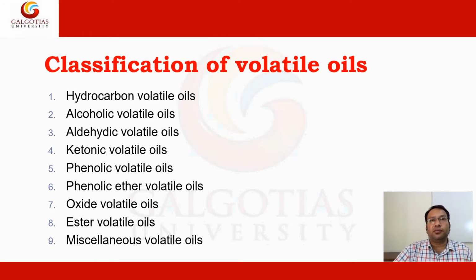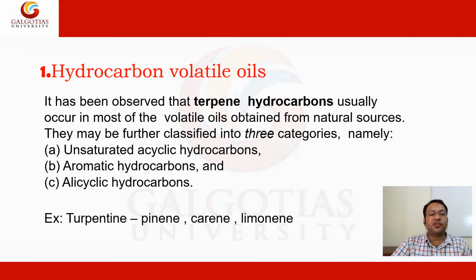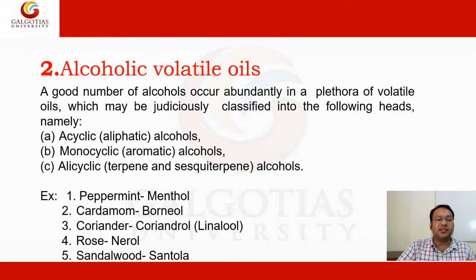Okay, so mostly volatile oils are terpenes, namely unsaturated acyclic hydrocarbon, aromatic hydrocarbon, alicyclic hydrocarbon. Examples are turpentine, like pinene, carene, limonene. Limonene, as you know, is present in lemon oil. Pinene, alpha pinene, carene are present in different plants.